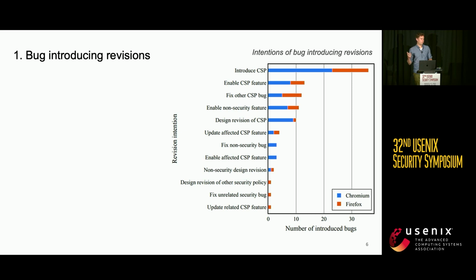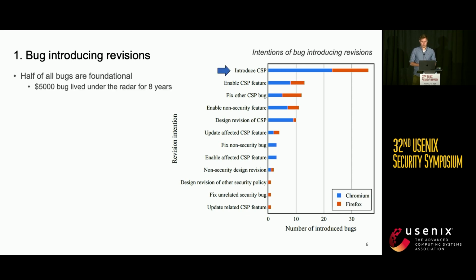The thing we were most interested in were the introducing revisions. For each introducing revision, we also labeled it with the intention. Why did the developers apply this revision to the code base? You see these labels on the y-axis of this graph, and they're connected to the prevalence. So actually, how many bugs were introduced by a revision that was labeled with this intention.